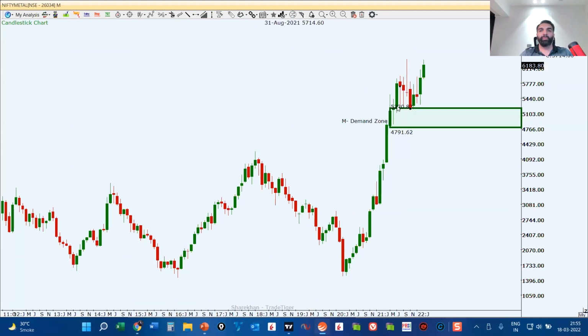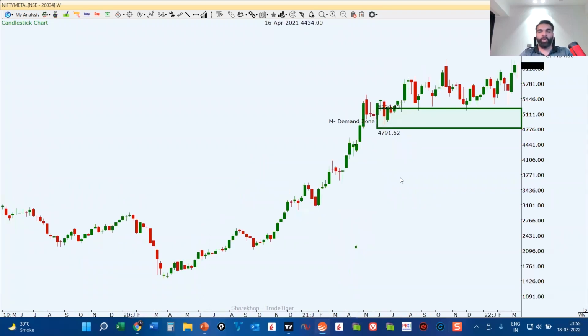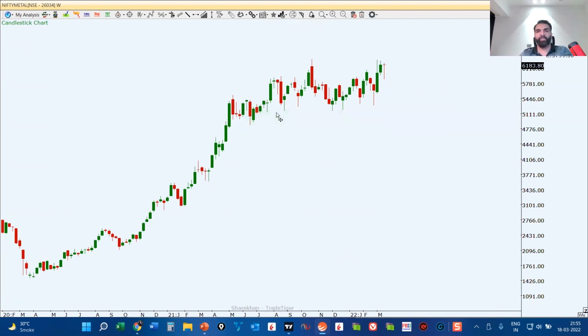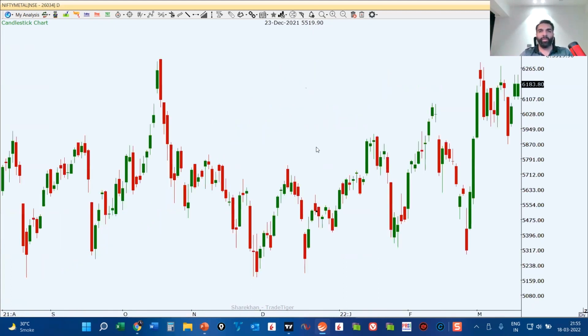monthly chart. This is the monthly demand which is holding. There is no sign of supply or selling off on the Nifty metal. Let's go to the weekly chart. On the weekly chart also, we have seen a lot of consolidation happening. There is no sign of supply or selling, which means the bias still remains more towards the bullish side than the bearish side. Let's look at the daily chart.